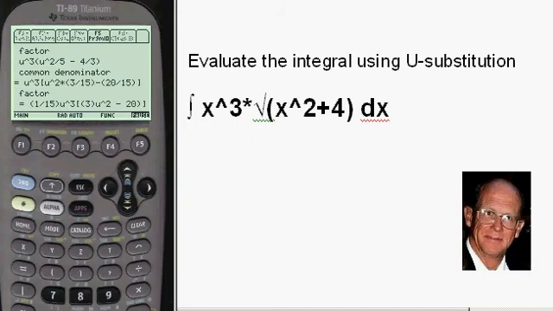Okay. Next screen, we're going to factor, bringing the u cubed out of it, and we get this right here. Now we have to find the common denominator between 5 and 3, okay, which is 15. We do those calculations. We get 3/15 minus 20/15. Okay, we factor out the 1/15, and we get u squared minus 20. Okay.